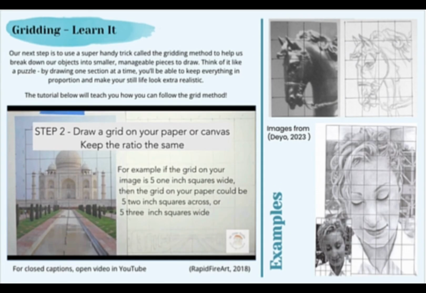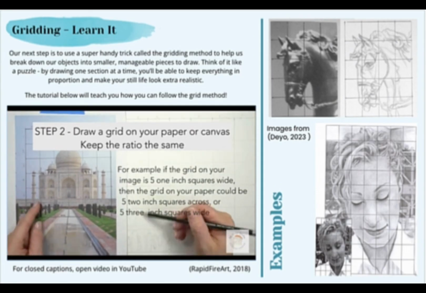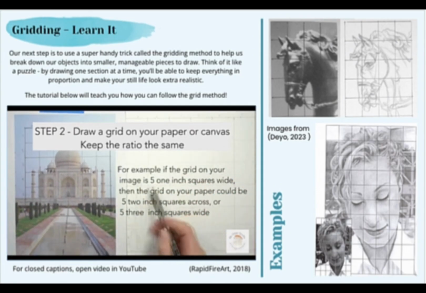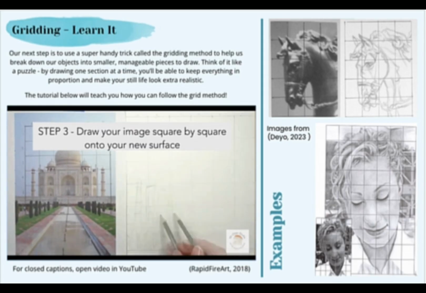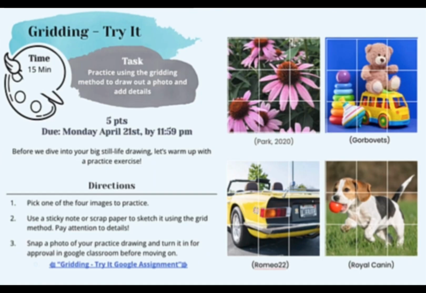Essentially, students use a photo that is gridded to copy square by square to complete the drawing, almost like a puzzle. In the Gridding Try It section, students choose one of the 4 images to try the gridding method with to get the hang of it before their final. I chose 4 very different images so that they can choose the one that interests them the best.